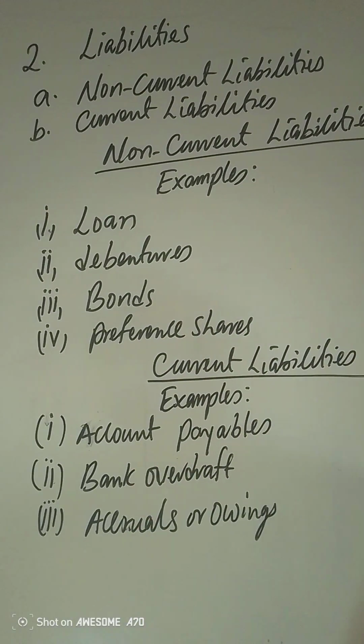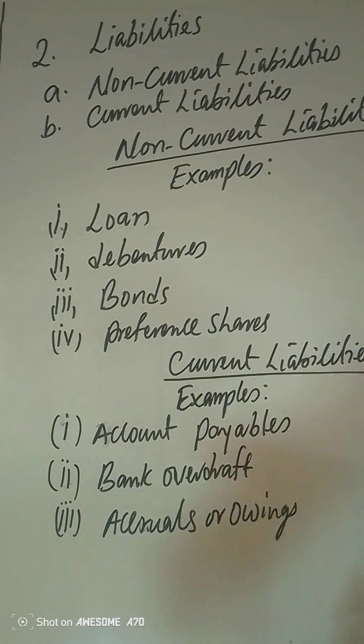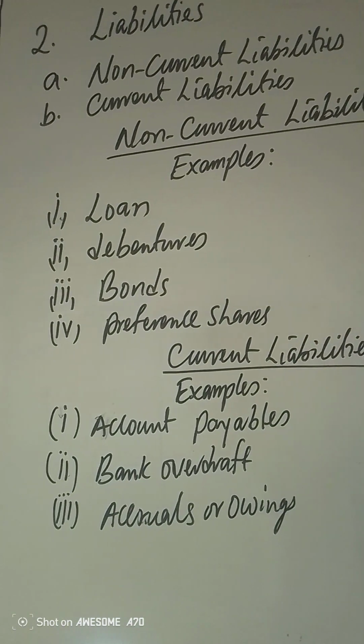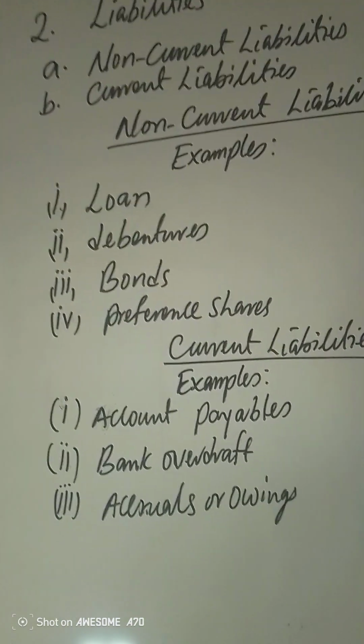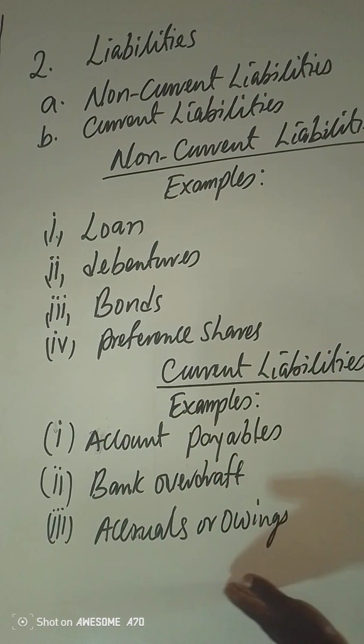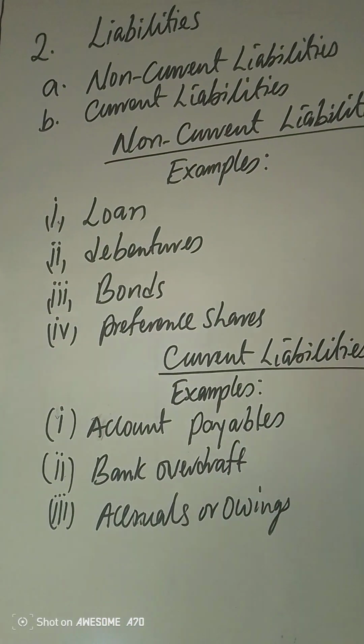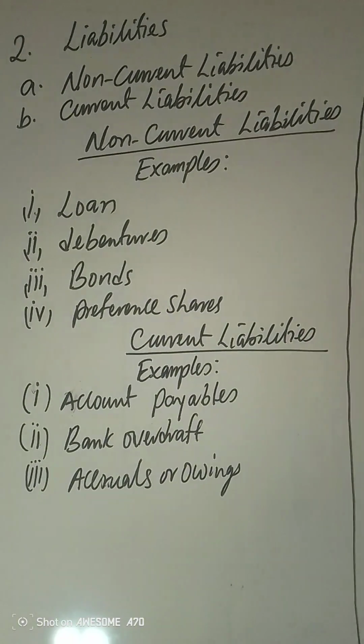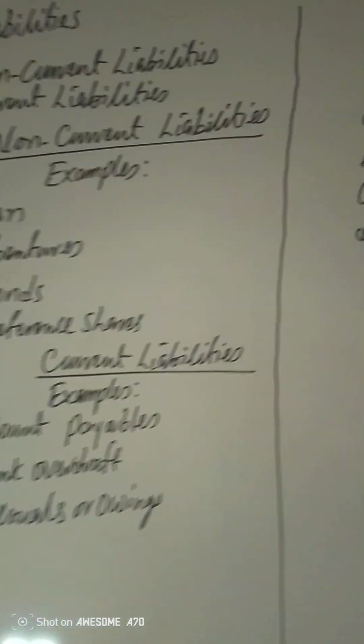Or the business supposed to pay insurance or any small debt the business owes due to services. They are all grouped as accruals or owing. But mind you, the repayment is within 1 year. So these are the examples of what we call current liabilities.